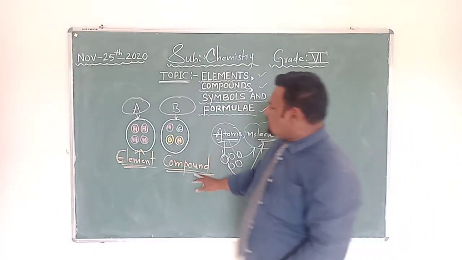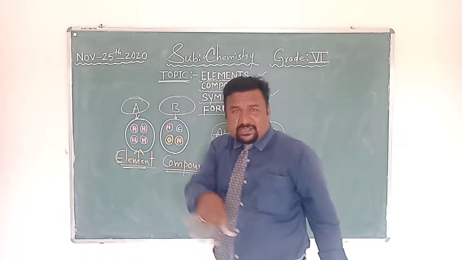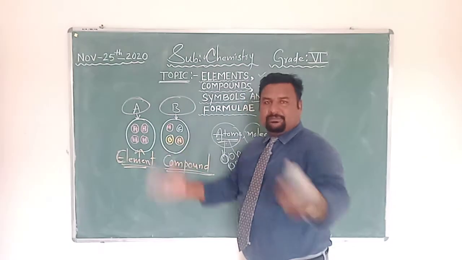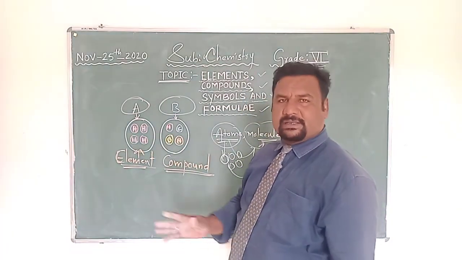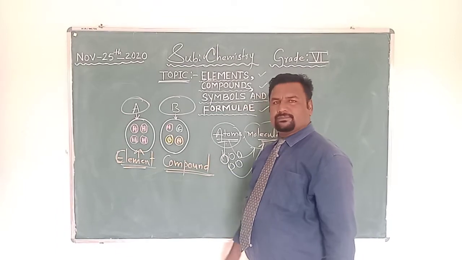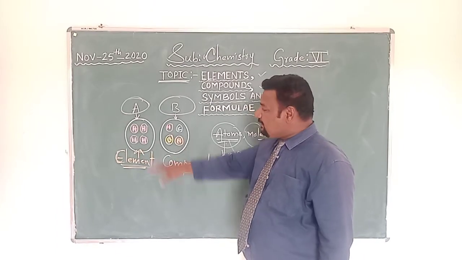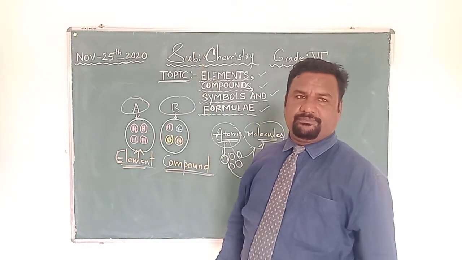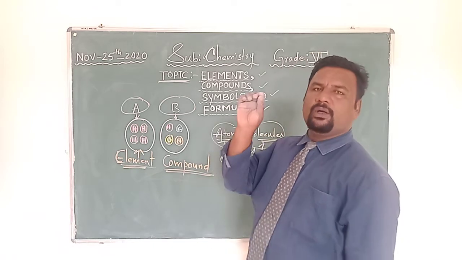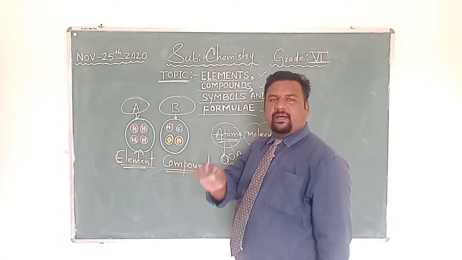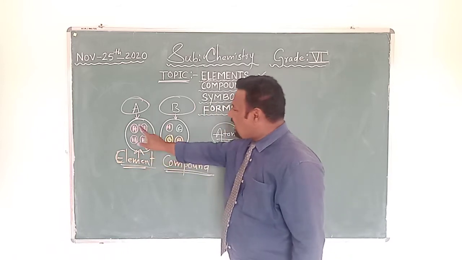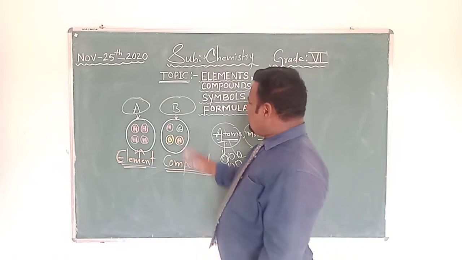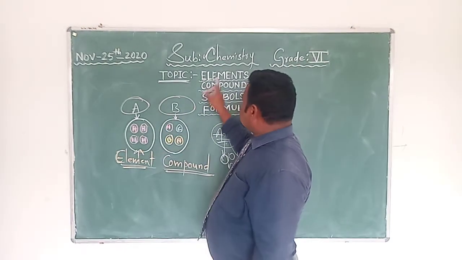So what are compounds? A substance whose molecules are composed of two or more different atoms. Such substances are called compounds. Do you understand? And what is an element? A substance made of identical atoms, maybe 4, 8, 10, whatever the number of atoms. So this is an element and this is a compound.